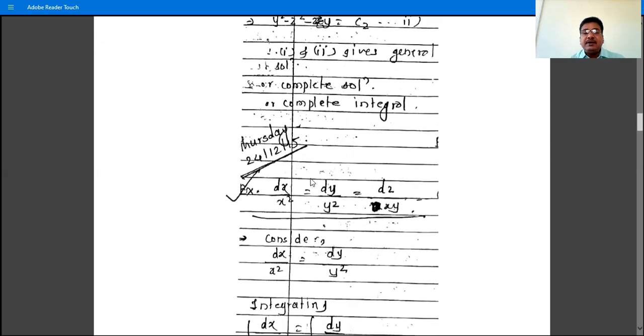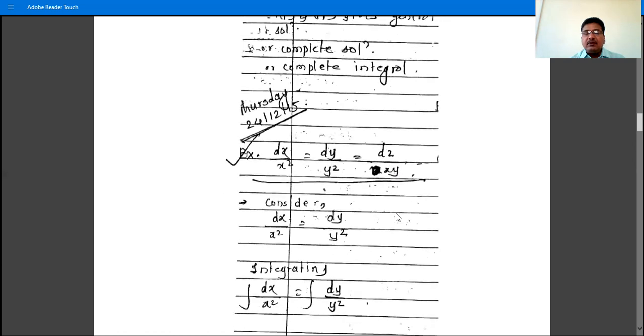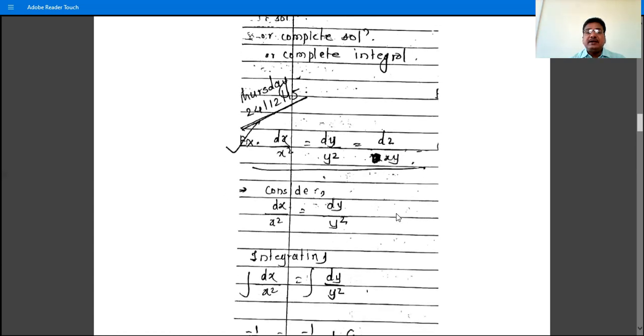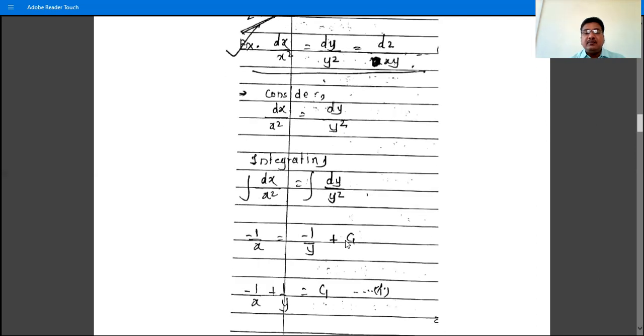So next example: dx divided by x square, dy divided by y square, dz divided by x into y. So the first method is applicable to this example. Dx divided by x square and dy divided by y square: z is absent in these first two ratios. So consider these two ratios and integrate both sides.